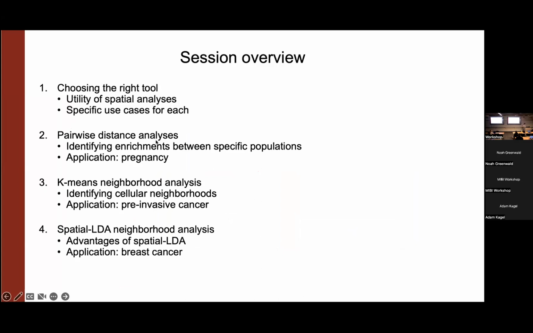Pairwise distance analysis. This is for identifying specific population enrichments. There'll be an application example for pregnancy. Then K-means neighborhood analysis. This is about identifying neighborhoods in the data. And then we'll talk about pre-invasive cancer. And then spatial LDA, talk about why we use it, what the advantages and disadvantages of that neighborhood approach are compared to K-means, and an application in breast cancer.